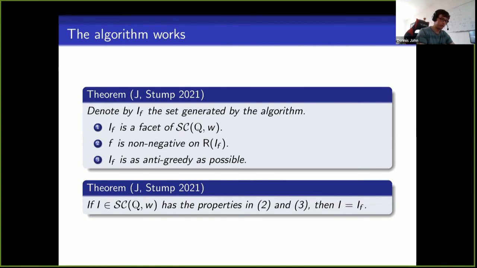The functional that was part of the input is non-negative on the root configuration of the facet we computed. This is an essential part in the proof of the statement we want to prove. And we can show that this facet is as anti-greedy as possible. I cannot go into much detail here, but just keep in mind, this is also some kind of greedy algorithm.